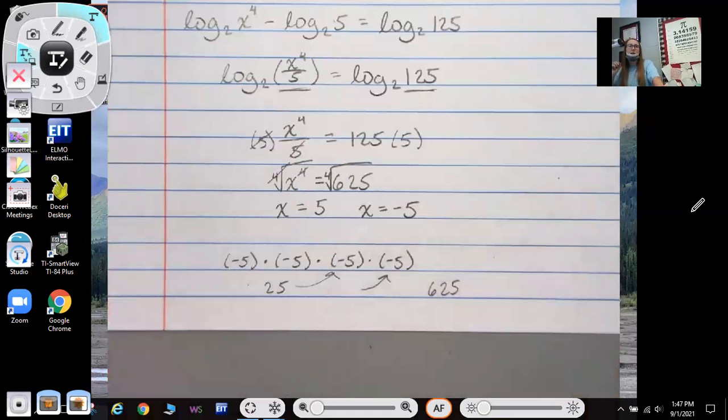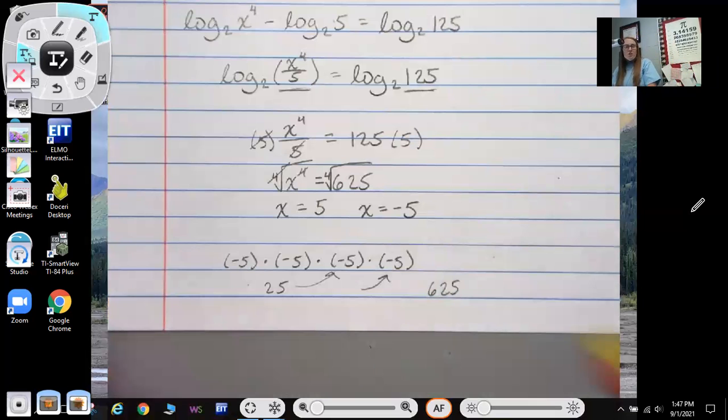Anytime you have an even exponent, or you're taking an even root, your answer should include the positive and negative number. If it's an odd root, then that's different. You don't have to include both. Actually, you can't include both if it's an odd root. Okay, so we have x equals 5 and x equals -5.